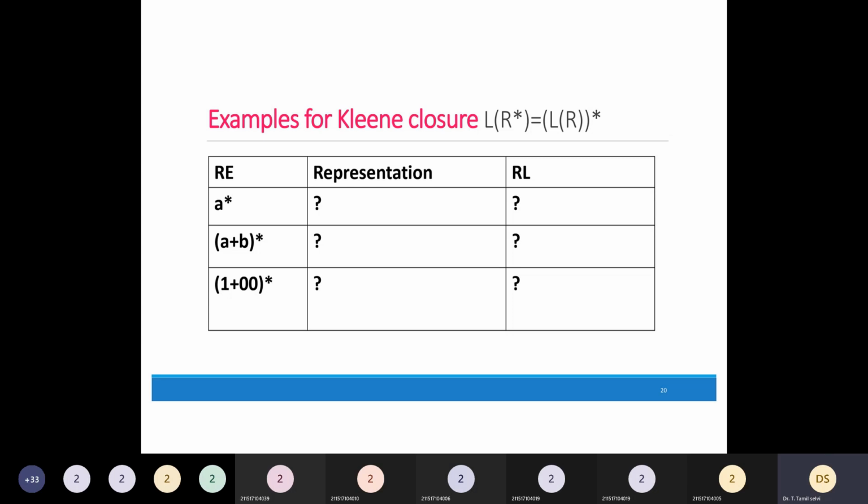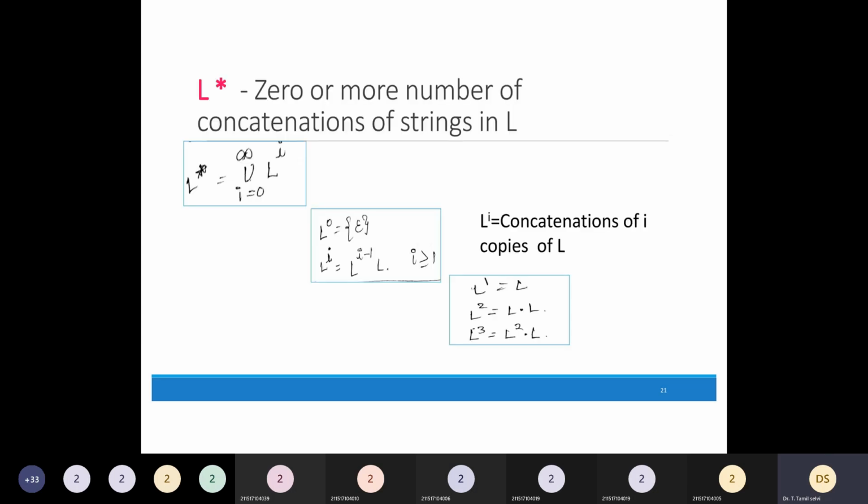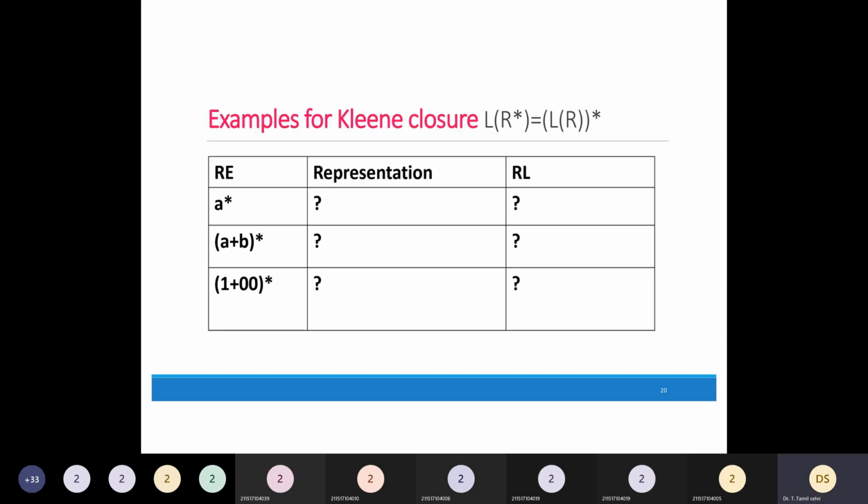So coming to the next one, a plus b whole star here. So a plus b whole star means any combination of a, b over the alphabet a, b. So for this you can write L of a plus b whole star. So likewise you can write the regular language for the given regular expression 1 plus 0 whole star.